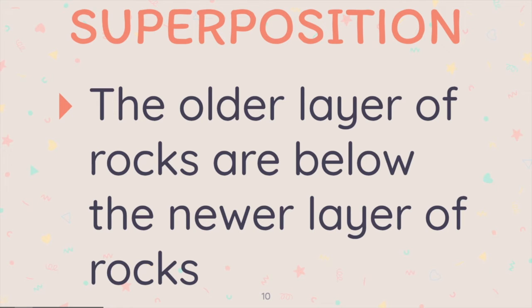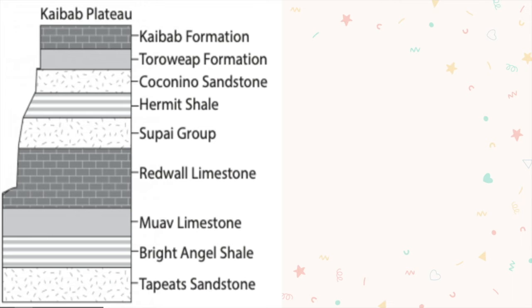We also learned about superposition. Superposition tells us that the older layers of rocks are below the newer layers of rocks. So the older rocks are at the bottom and the new layers get added on top. Now we know superposition.